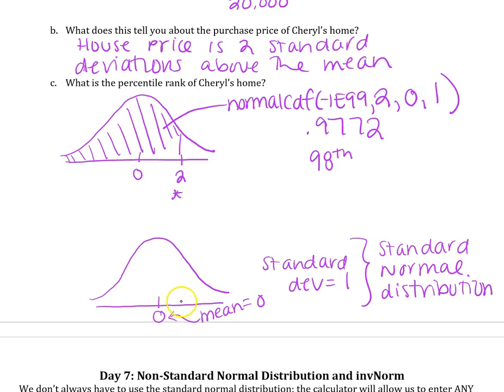So this value right here, if I put this little tick mark here and called that 1, that's a z-score. That is 1 standard deviation above the mean. This would be 2 standard deviations below the mean. And you could calculate the area between those, which would represent the probability of selecting a value between those 2 points.